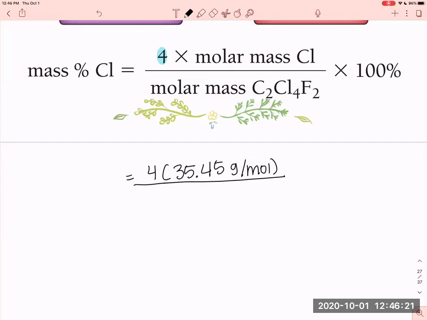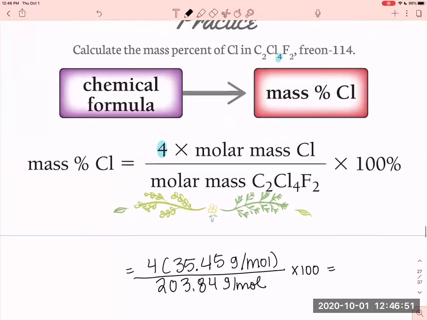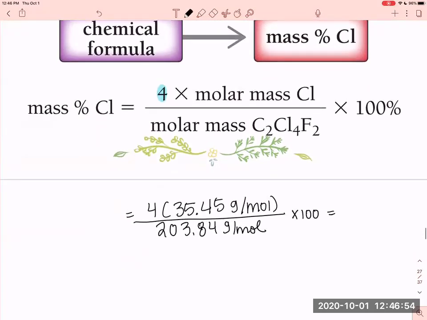You will get very good at calculating molar masses, but feel free to write it out as you begin to learn this. If you want to see that written out, how I got this number, please text me right now and ask me how I got that number, and I can show you. So we're going to do 4 times 35.45 all over 203.84 times 100, and we're going to get 69.5. For Sig Figs here, we kind of have unlimited Sig Figs, so it's a good practice to use 2 digits after the decimal if you're not sure, because we are using these infinite Sig Fig numbers, these molar masses. So that's the percentage of chlorine in Freon 114.